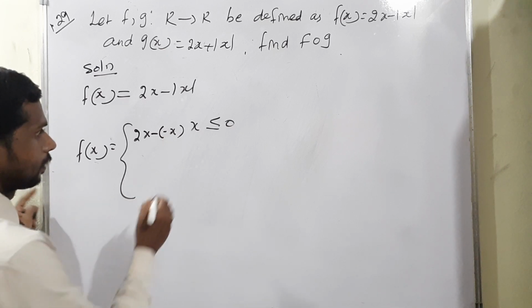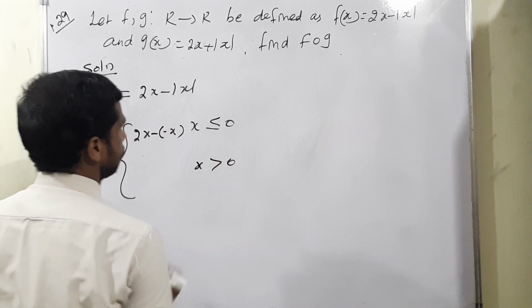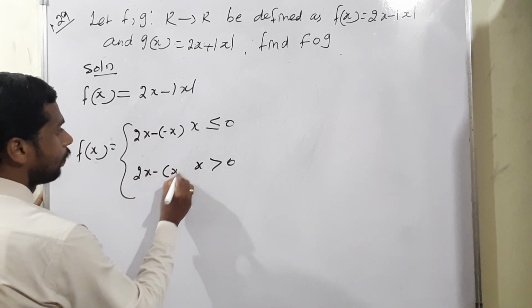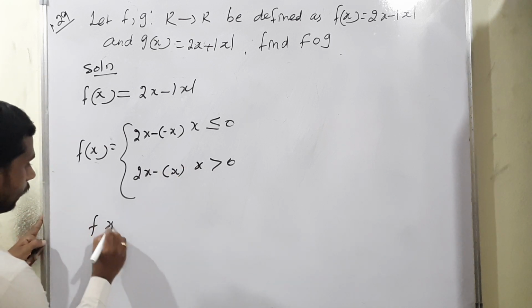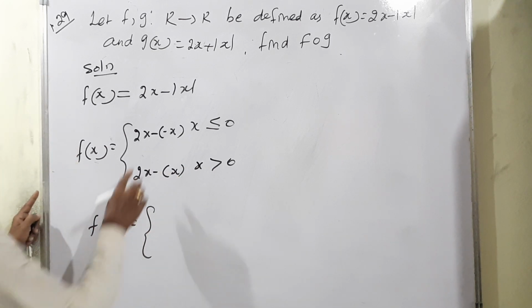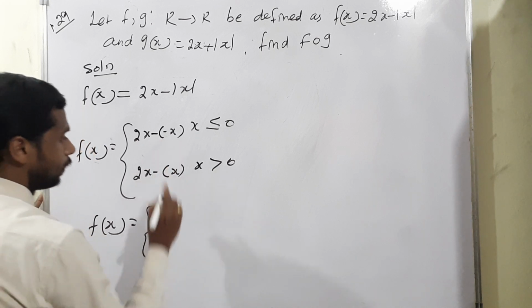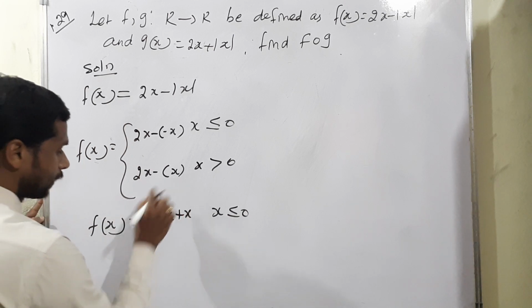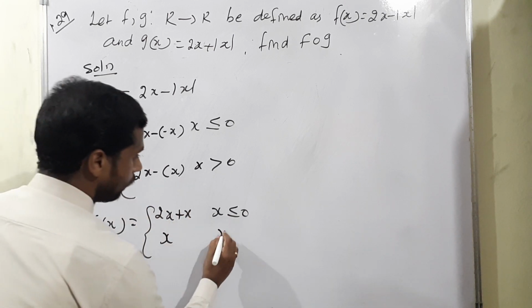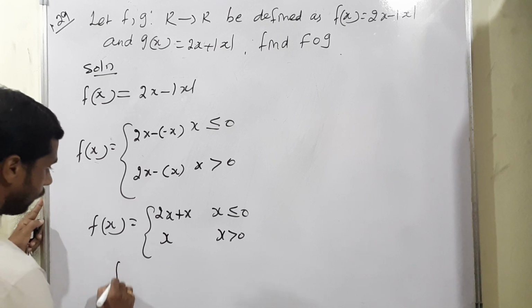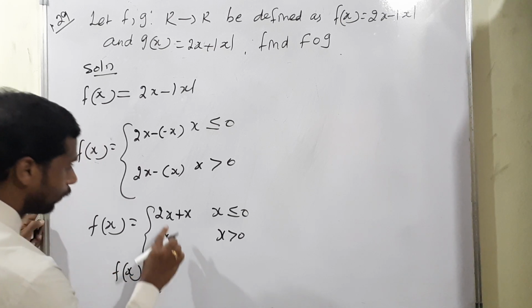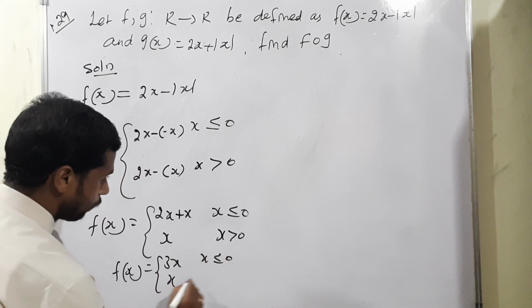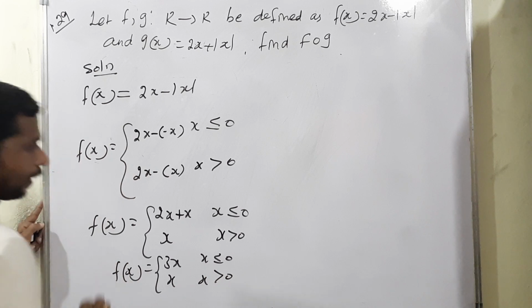So the next case, x greater than 0. Greater than 0 means a positive value. Therefore, 2x minus x. Then the final form: f of x is equal to 2x minus minus x, that is 2x plus x, when x is less than or equal to 0. Again, 2x minus x means only x when x is greater than 0. Therefore, the final form: f of x is equal to 2x plus x, which is 3x, when x is less than or equal to 0. At the same time, when x is greater than 0, the value is only x.